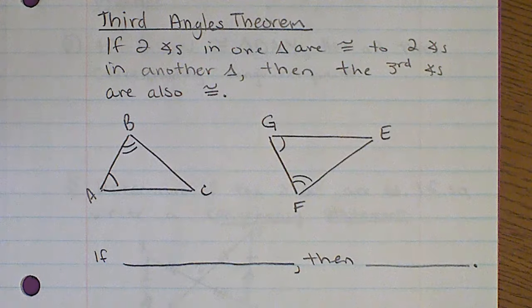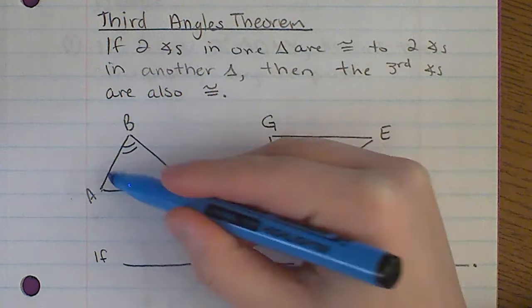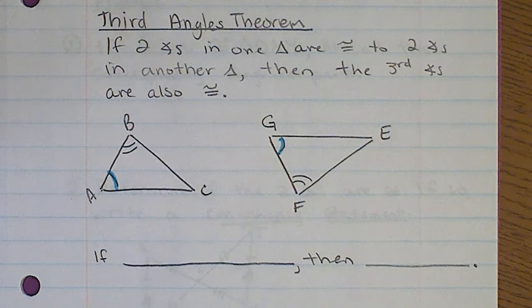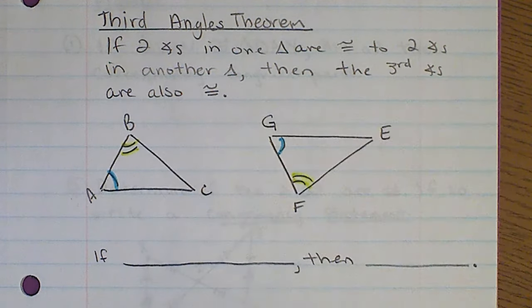Third angles theorem is a theorem that will help us figure out that the last remaining angles must be congruent if we're given that 2 sets of angles are congruent. So here's a diagram in which A and G are marked congruent because they each have 1 arc, and B is congruent to F because those 2 angles have 2 arcs.